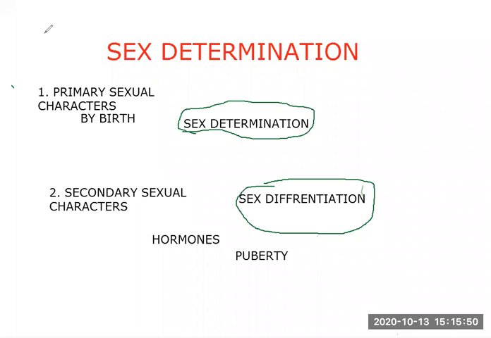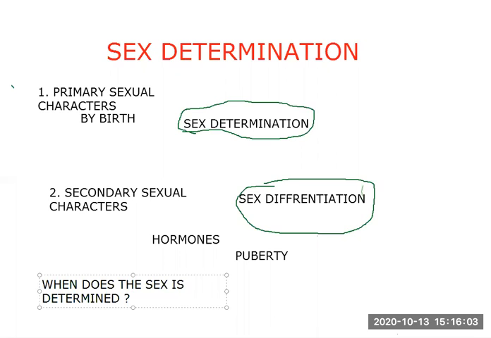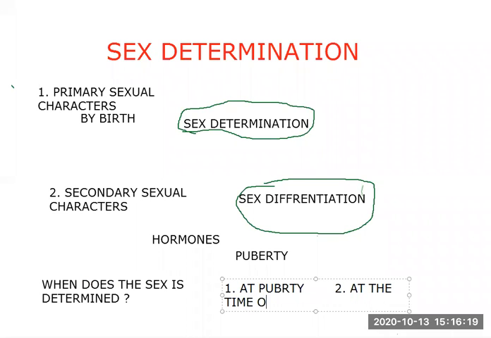Actually, in the case of a human being or any organism, when is the sex determined? Let me give the options. At puberty, or at the time of birth. What do you think? When is the sex determined? At the time of birth?